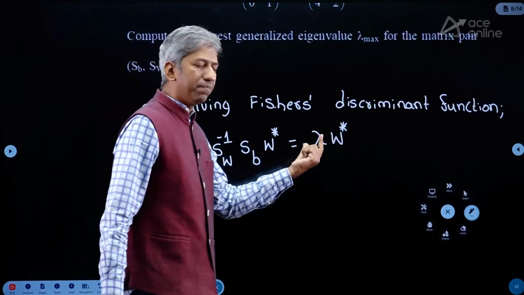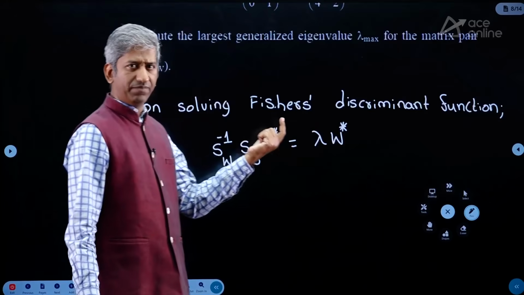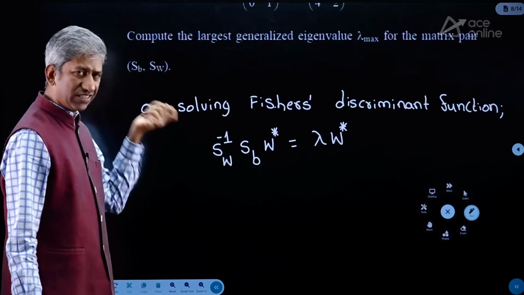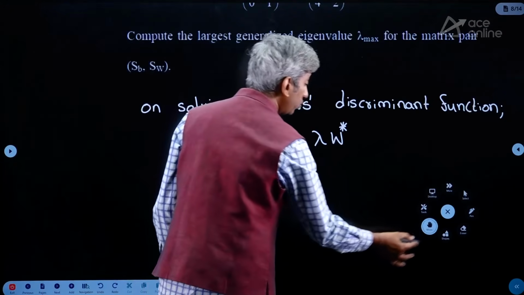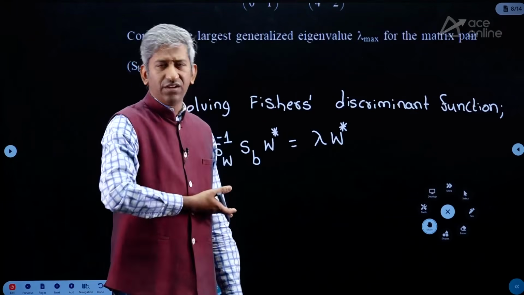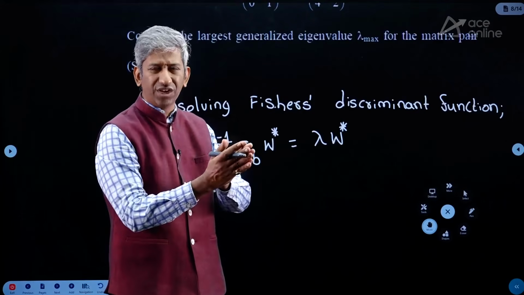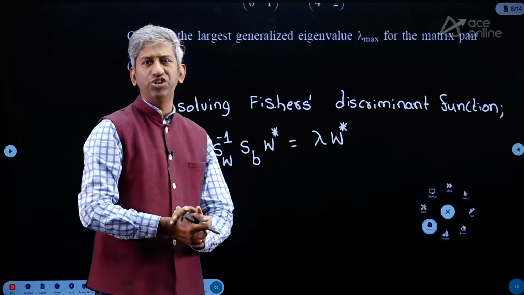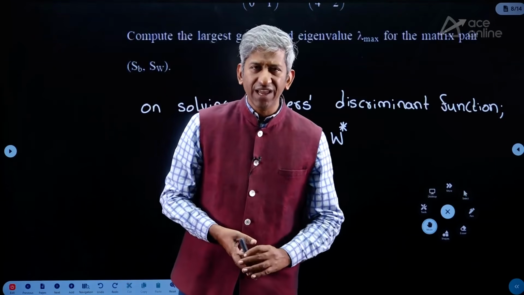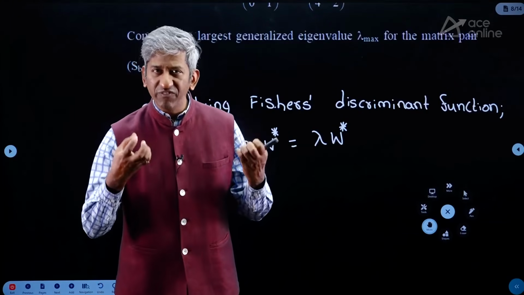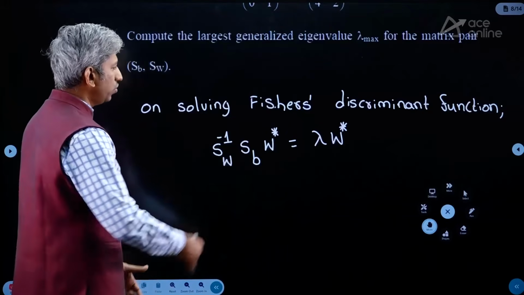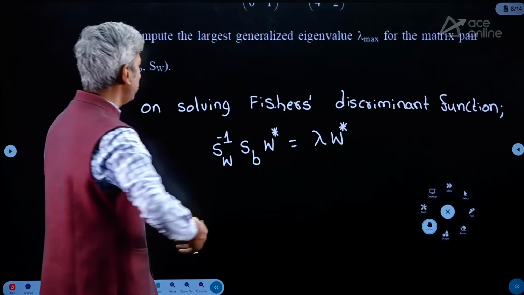So this lambda is the eigenvalue associated with this SB and SW pair. So we need to get that maximum eigenvalue. That maximum eigenvalue gives the orientation of the direction in which we have a maximum separation between one class and another class. The maximum separation would be given by the minimum within class separation and maximum between class separation. So that is what Fisher's discriminant function is giving to you, right?